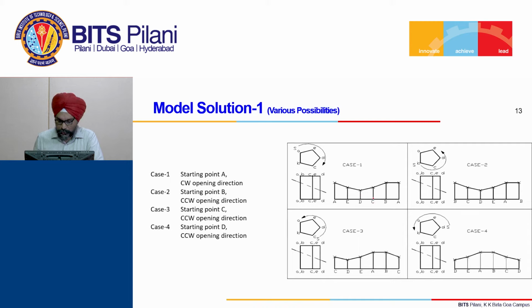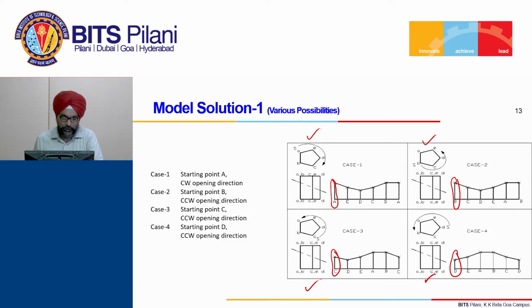Another point you can note: if we start the development from different points, let us say the starting point in this case is A, in this case is C, in this case is B, in this case is D, though the solid is the same, exactly the same. The only thing is we have shifted the starting point of the development, so the shape of the development acquires a different orientation, but it will lead to the same solid.